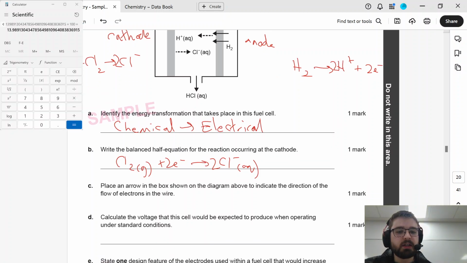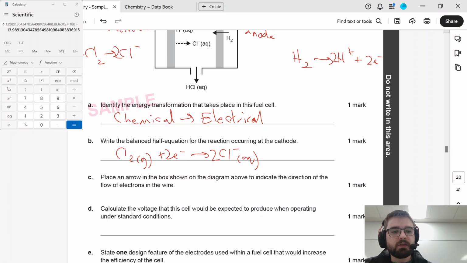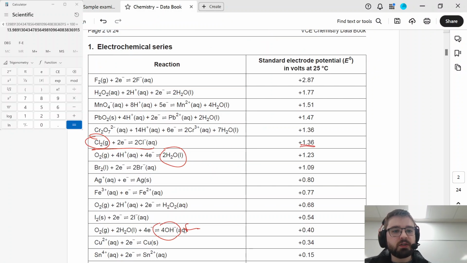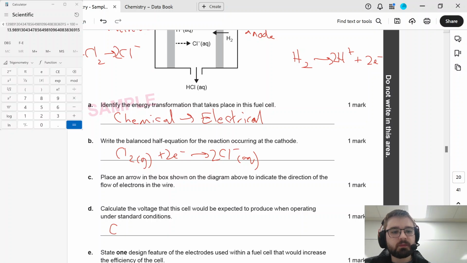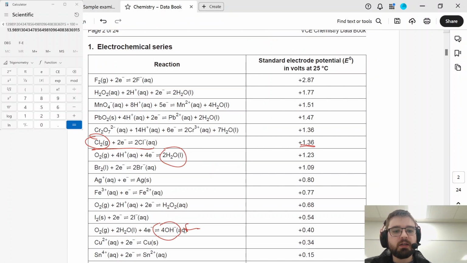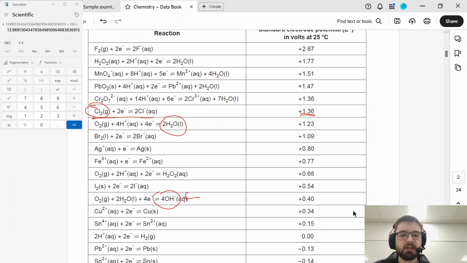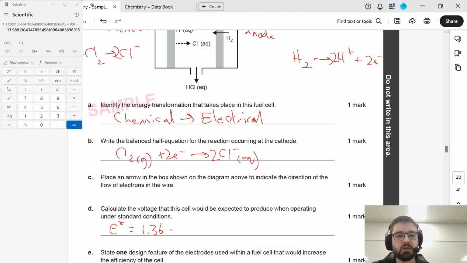Calculate the voltage that this cell would be expected to produce when operating under standard conditions. So let's just have a look at what we've got. The chlorine is 1.36, and we want to subtract the oxidation reaction, and you might remember that hydrogen is just the comparison point anyway, so hydrogen is just always going to be 0 for the direct oxidation or reduction of it, not just when it's involved in other things. So it would be expected to produce 1.36 volts. Don't put the greater than, that's for if it's electrolysis.